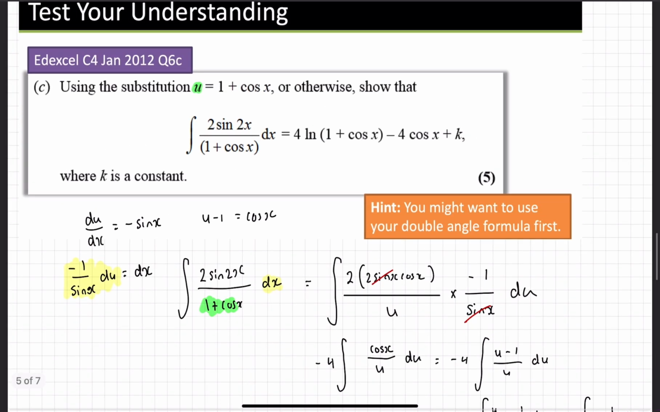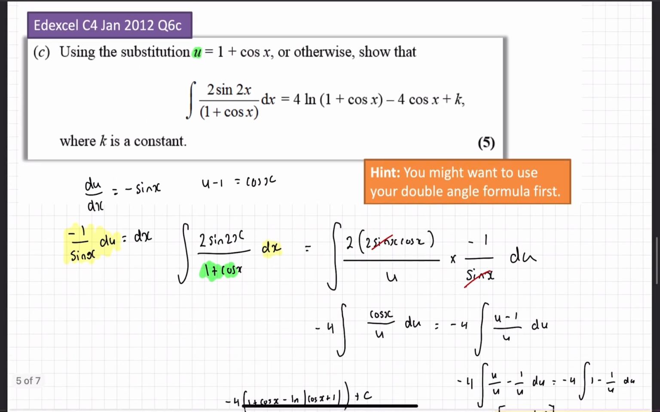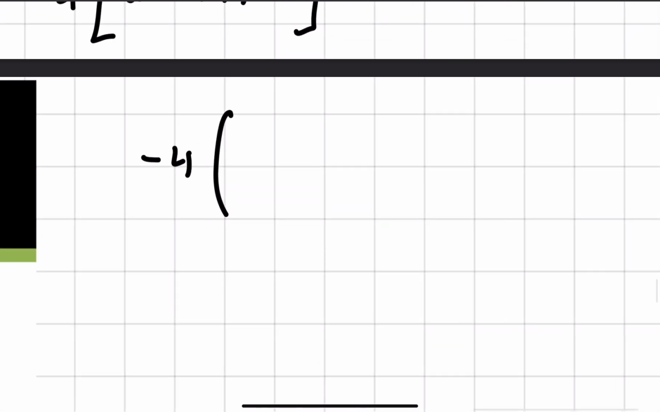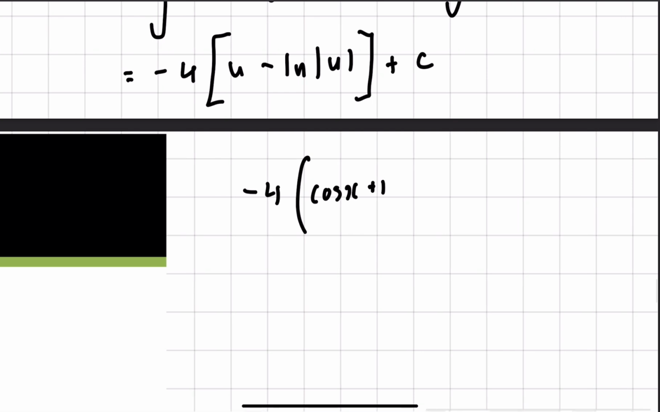U in our original question was cos x plus 1. Fantastic. Cos x plus 1, minus natural log of cos x plus 1, plus c. And that's it.